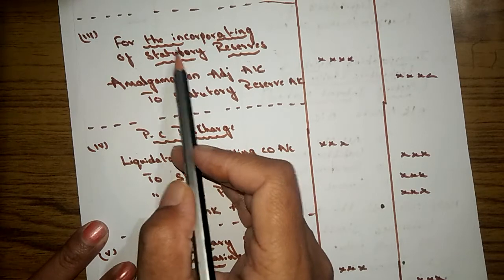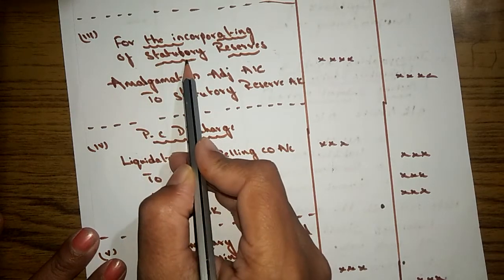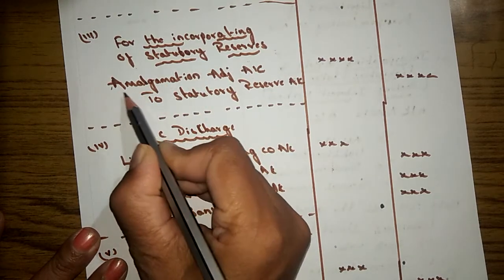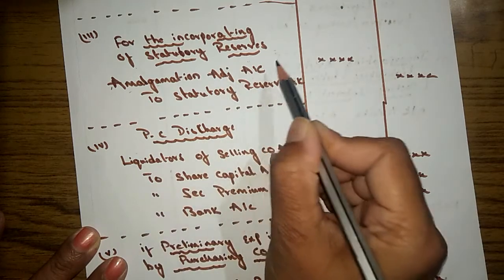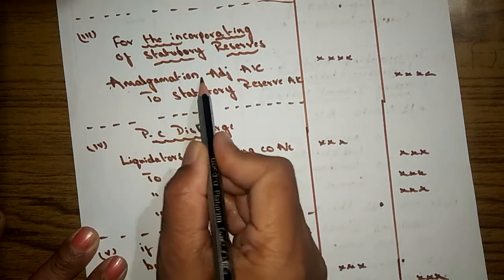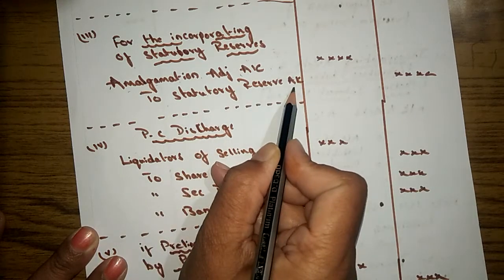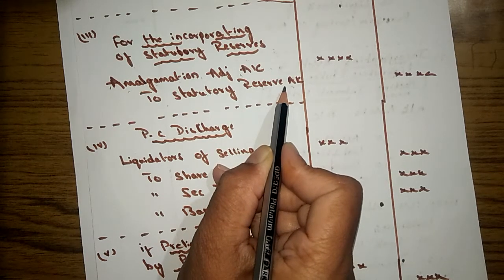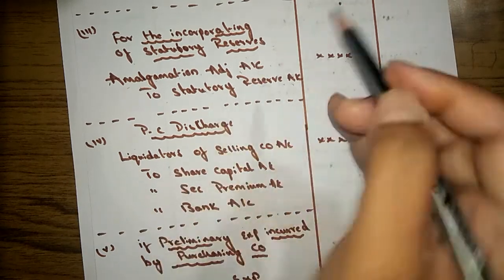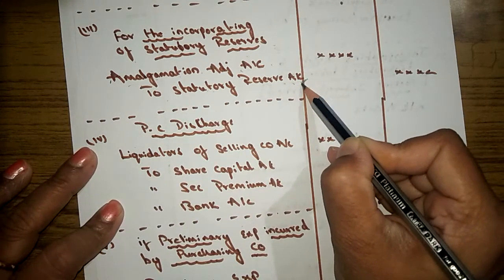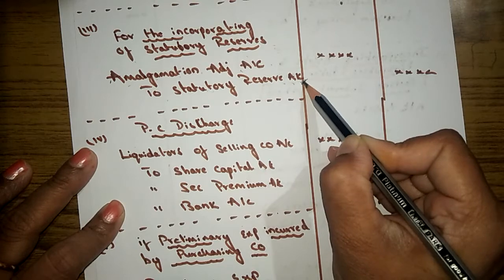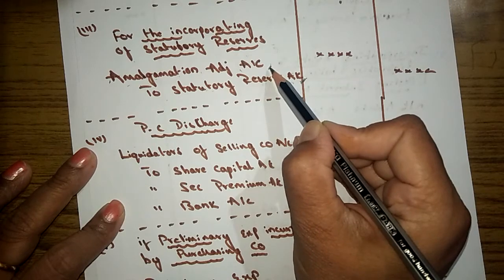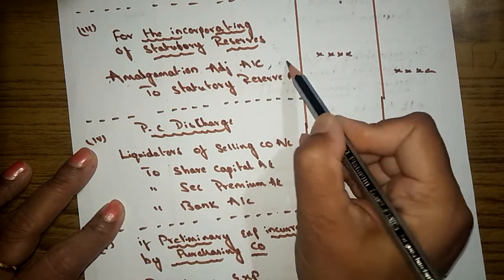If the purchasing company wants to maintain the statutory reserve, in that case we are going to open a new account called the amalgamation adjustment account. So amalgamation adjustment account to statutory reserve account. The statutory reserve which is maintained by the purchasing company even after amalgamation will be shown on the liabilities side, and the amalgamation adjustment account should be shown on the asset side of the balance sheet of the purchasing company.